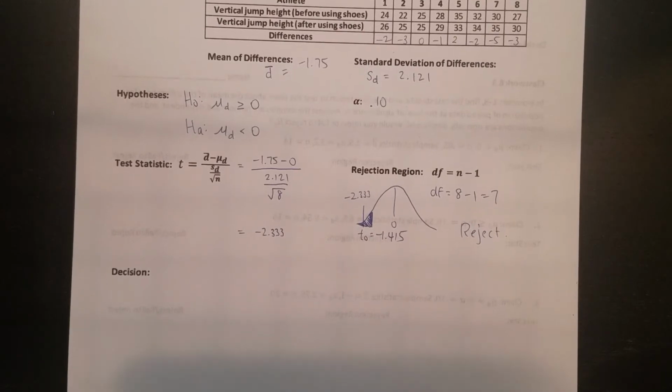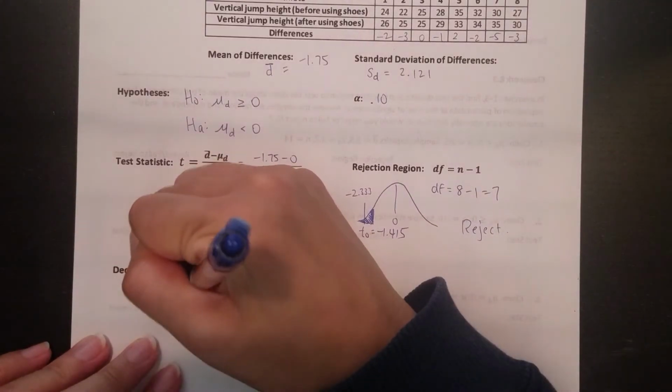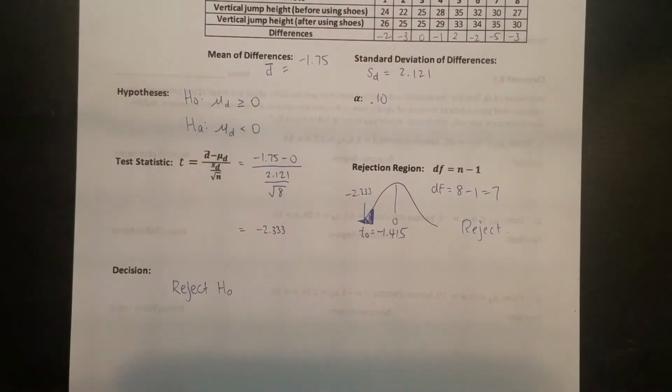I feel like we've gotten really good at our decisions. So at this point, you don't need to write out your full decision anymore. I think you've gotten it. We're going to save ourselves some time. So I just need to know whether you're going to reject H0 or fail to reject H0. And I'm very happy with that.